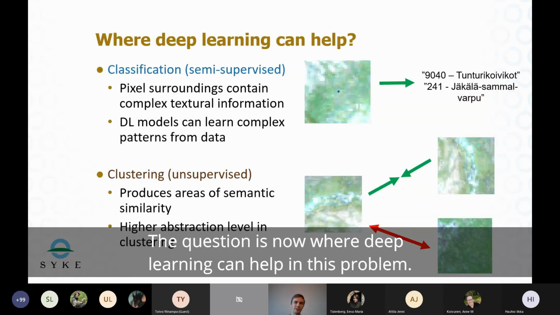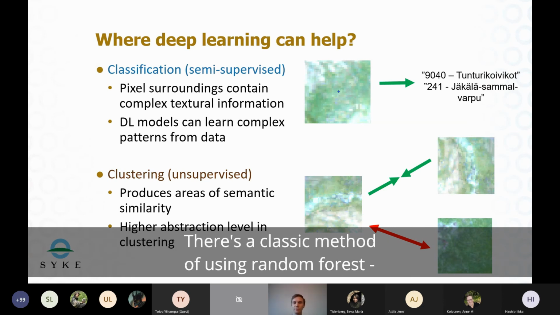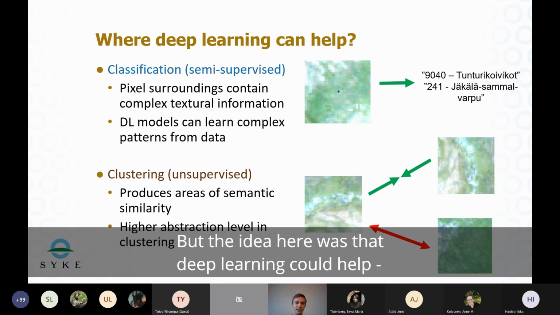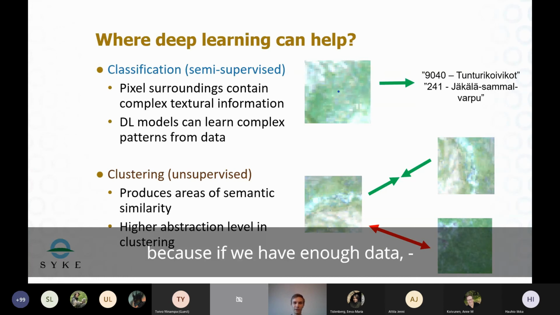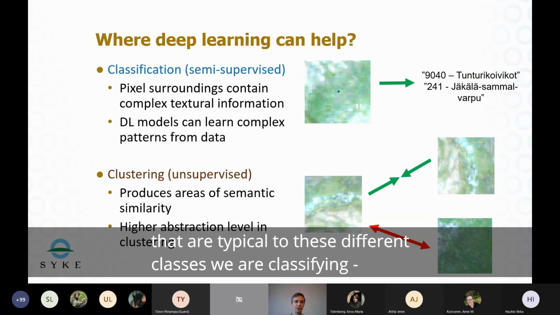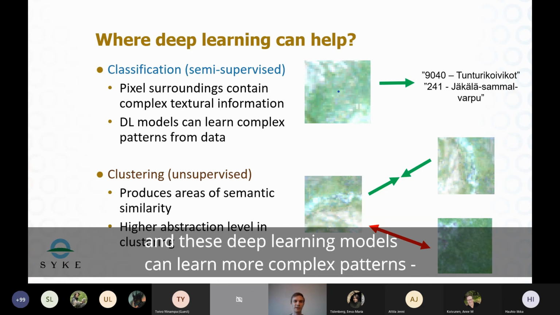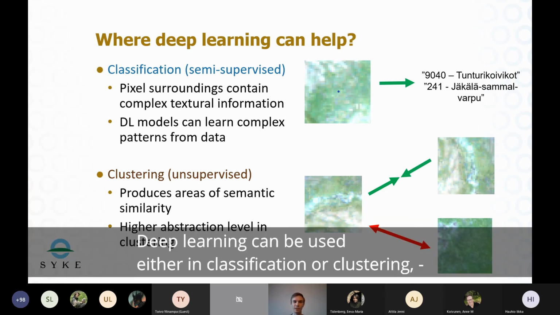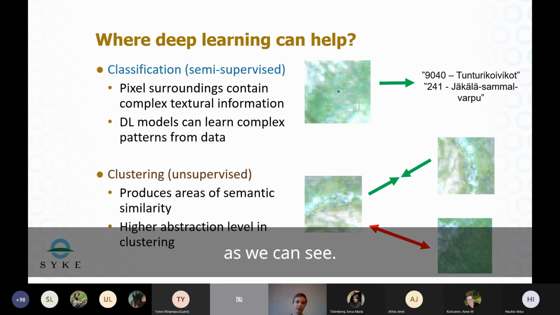So the question is now where deep learning can help in this problem. There's the classic method of using random forests or some other machine learning methods to classify these pixels into different classes, but the idea here was that deep learning could help, because if we have enough data, we can use the pixel surroundings and extract patterns that are typical to the different classes we are going to classify. These deep learning models can learn more complex patterns from this data. And deep learning can be used either in classification or clustering, as we can see.